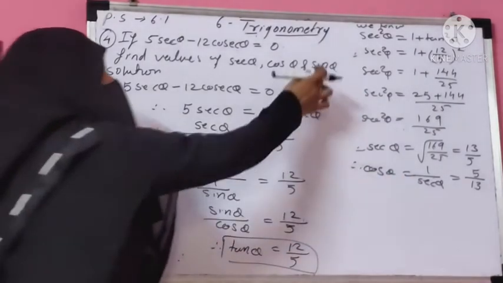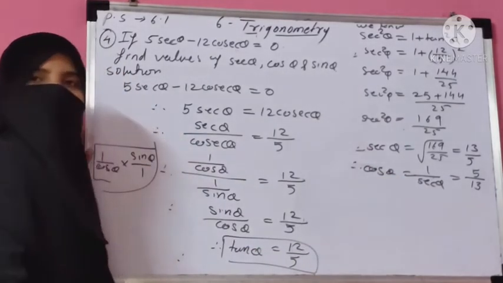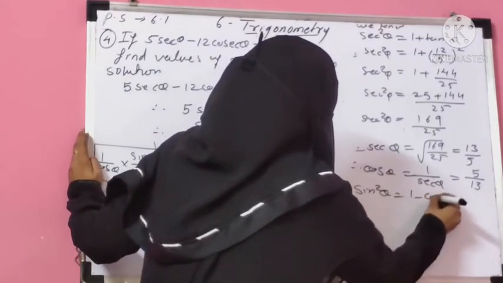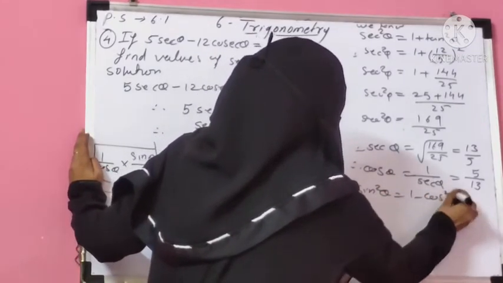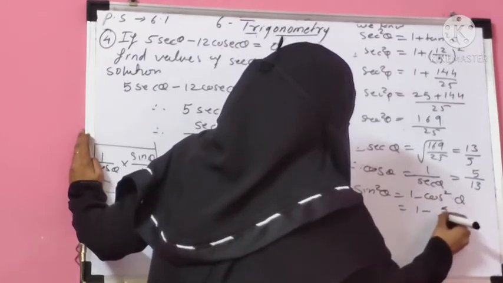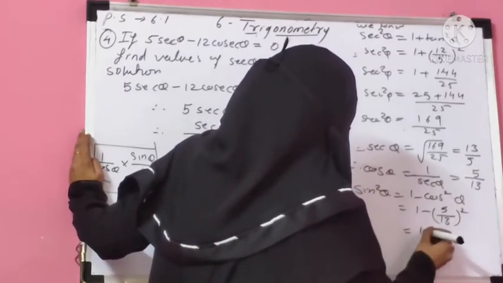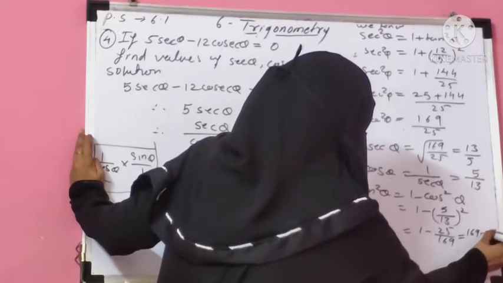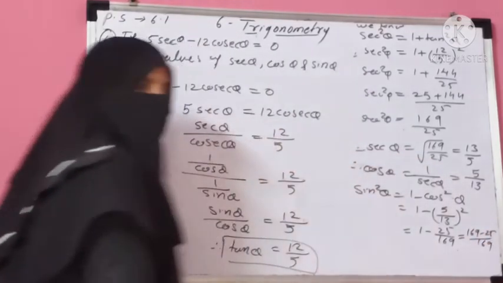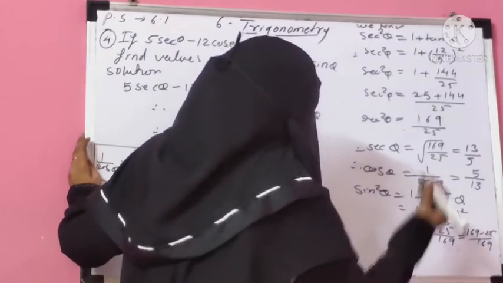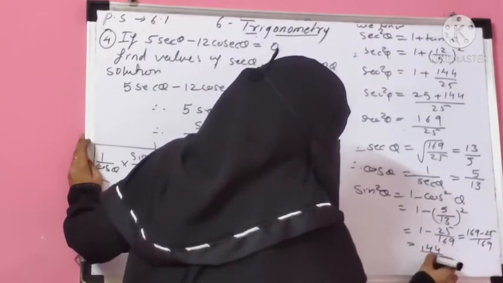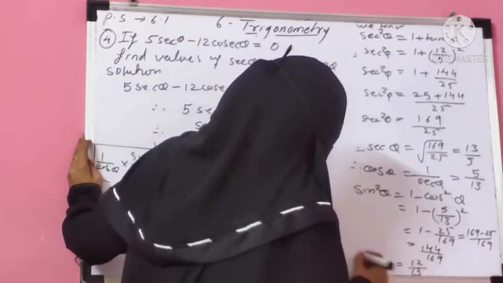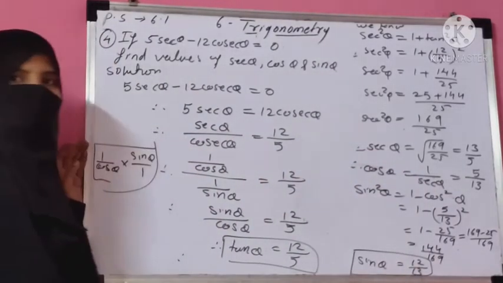Okay. You know that sin and cos are in relation. Sin square theta is equal to 1 minus cos square theta. So that means 1 minus (5 upon 13) square becomes 1 minus 25 upon 169. So it becomes 169 minus 25 divided by 169. 169 minus 25 you get 144 upon 169. So therefore sin theta is equal to 12 upon 13. Sin theta value you get 12 upon 13. Got it?